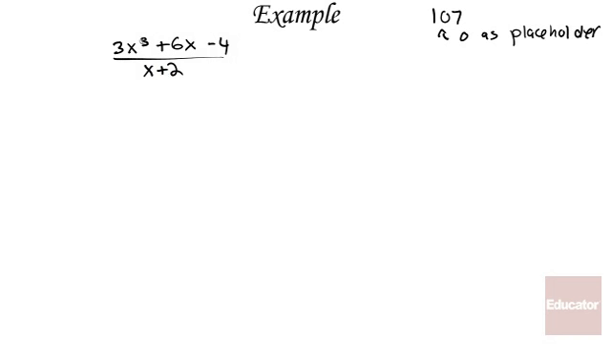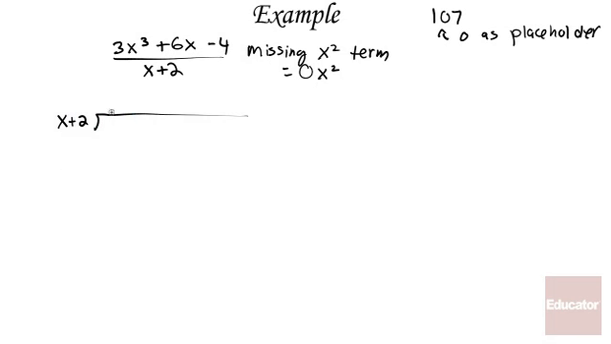If you look here, there's a missing term. I have an x cubed term, but I have no x squared term. And then I have an x and a constant. So I have a missing x squared term. And really, I can represent that x squared term by giving it a coefficient of 0. And I need to do that before I divide. So if I have x plus 2, that's my divisor. My dividend, what I'm going to write here is 3x cubed plus my missing term, 0x squared, plus 6x minus 4. And then I'm going to go about long division like I usually do.